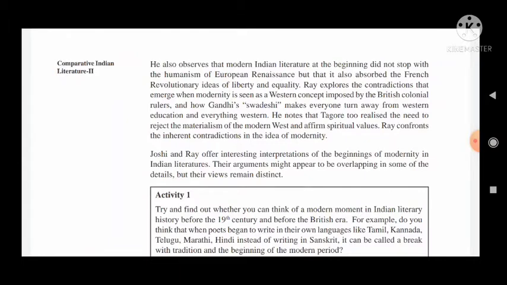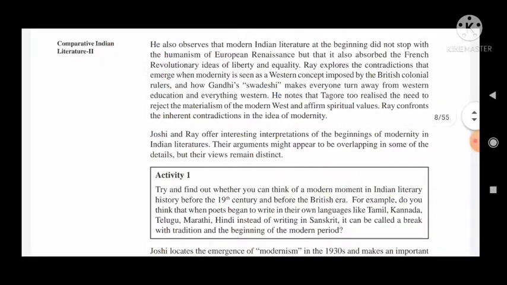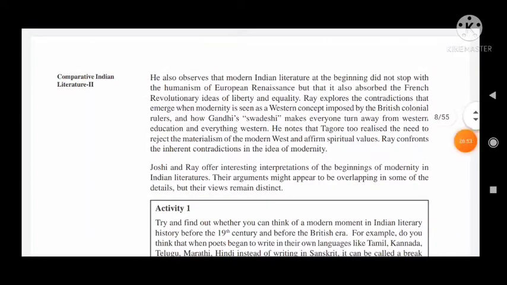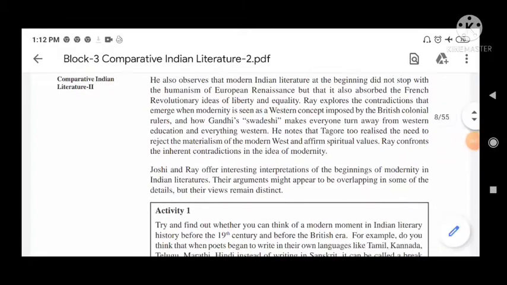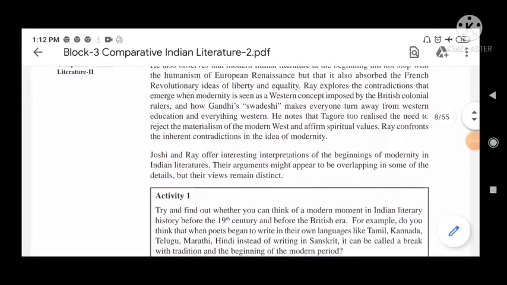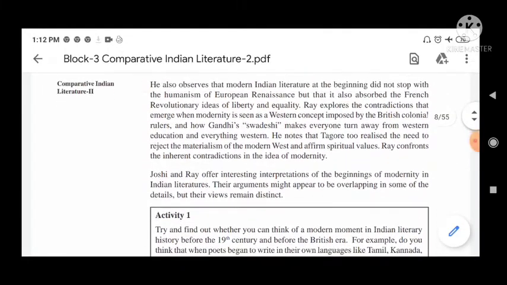So what are the French revolutionary ideas? They were liberty and equality. Here you can note down that the French revolutionary ideas of liberty and equality were his thinking. Modern Indian literature at the beginning did not stop with the humanism of the European Renaissance; it was influenced by the French revolutionary ideas of liberty and equality.